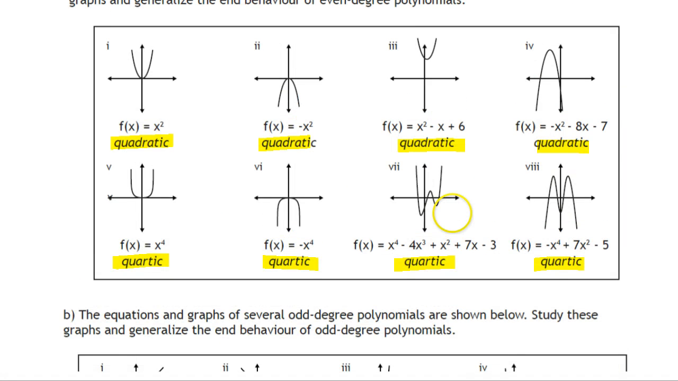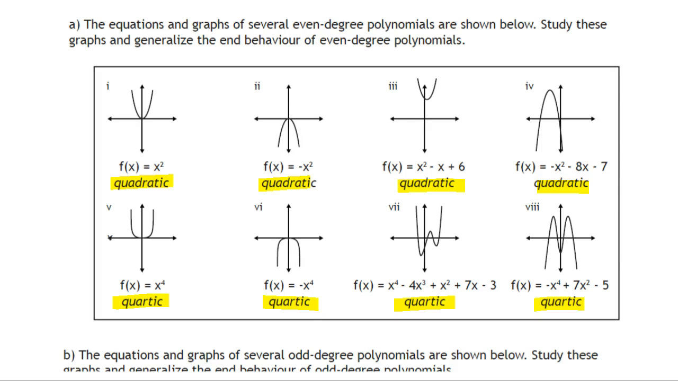Well, what we're supposed to do here is study these graphs and generalize the end behavior of the even degree polynomials. So the end behavior, again, does it go up or does it go down as x gets exceedingly large? So as x here approaches positive infinity, as it gets larger and larger, x squared, that number is going to get squared, so my f of x is going to get exceedingly large. So we could say this goes up in quadrant 1, and this one here is going up in quadrant number 2.